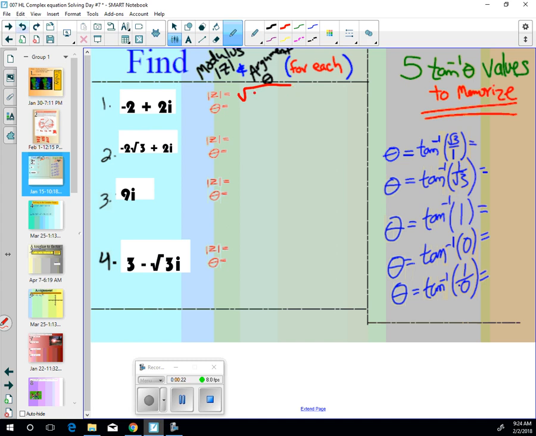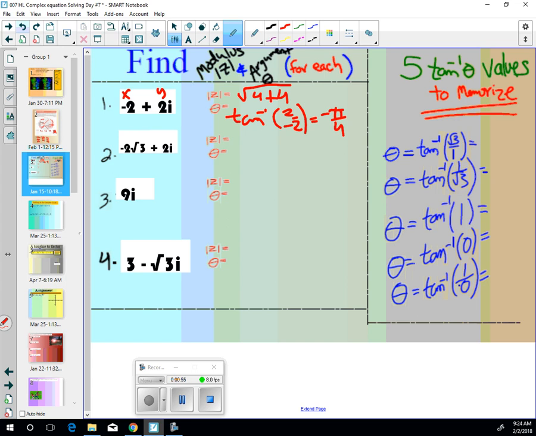case, 4 plus 4, because x is negative 2, y is 2. But when I take the arc or inverse tangent of y over x, or what I like to say, inverse tangent of 2 over negative 2, what is the angle that comes up? Negative pi over 4. But that's wrong.